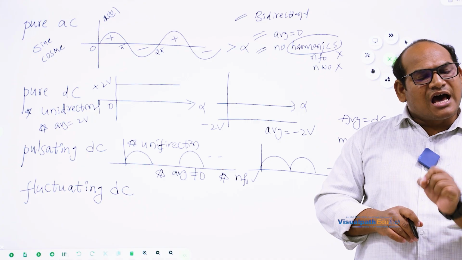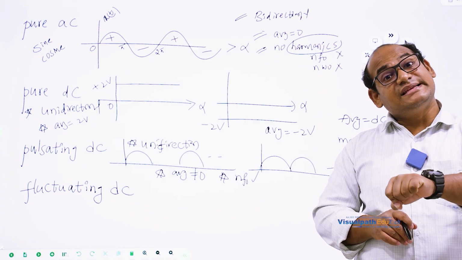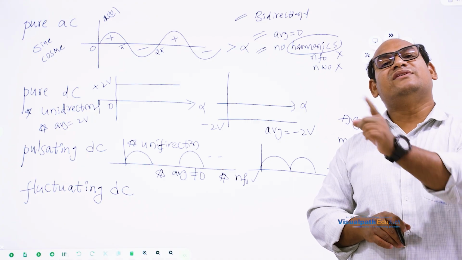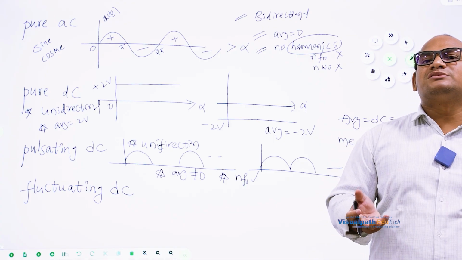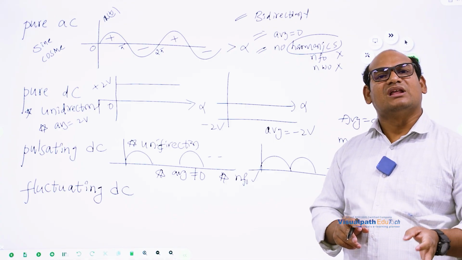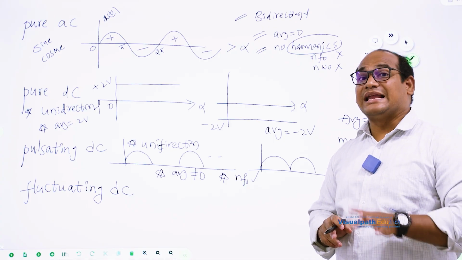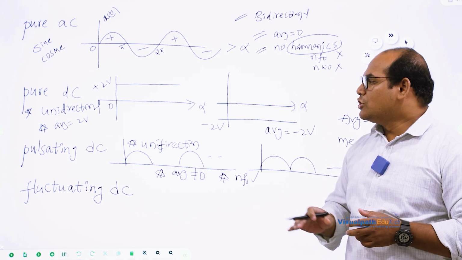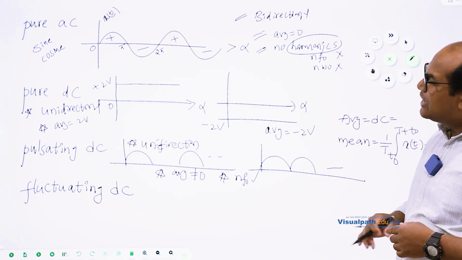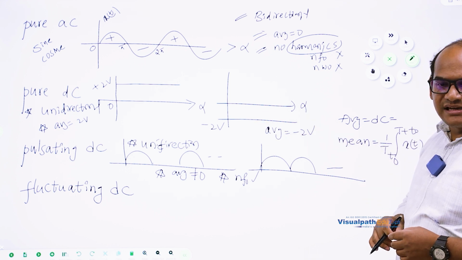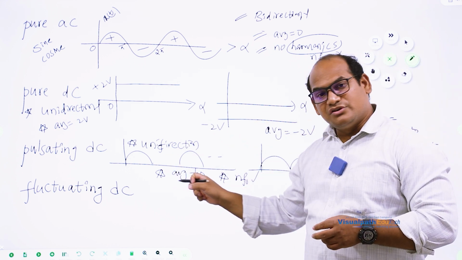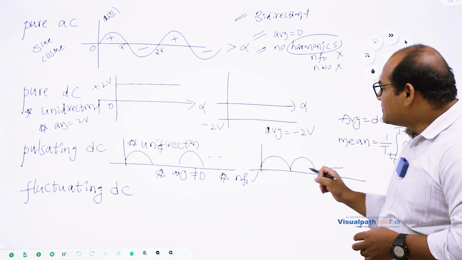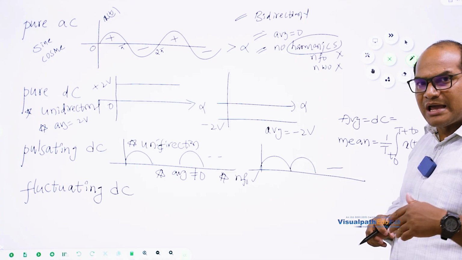Odd harmonics means 1 times F naught, then 3 times F naught, then 5 times F naught, then 7 times F naught. Only even harmonics means 2 times F naught, 4 times F naught, 6 times F naught, like that, and odd harmonics will not be available. Such cases will also be there, so you need to see carefully here. So this is about the pulsating DC signal, and I am going to tell which rectifier gives which type of output.